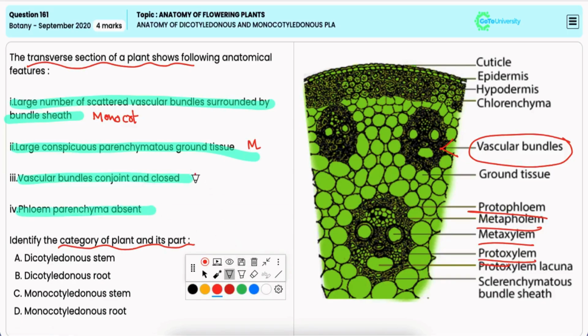Now, this feature also matches with monocots as they lack the phloem parenchyma. So, all these features indicate that the section is from a monocotyledonous stem. Hence, the correct answer is option C.